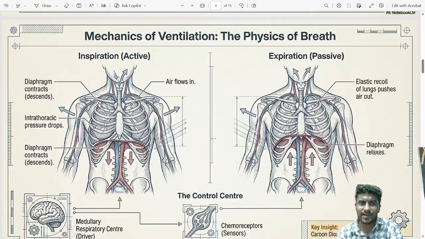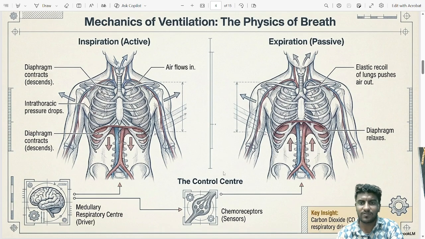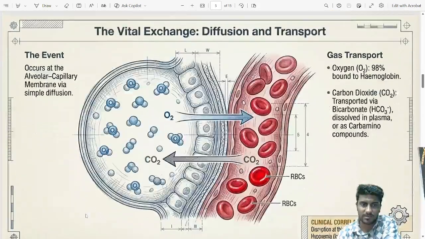So the mechanism of ventilation involves inspiration. The volume of the thoracic cavity increases, pulling the ribs and sternum outwards, due to which the diaphragm contracts. In expiration, the diaphragm relaxes, pulling the ribs and sternum inside, and there is a control center of the respiratory system, which is the medulla oblongata. As the hypothalamus is a thermoregulatory center, the medulla is a respiratory center.